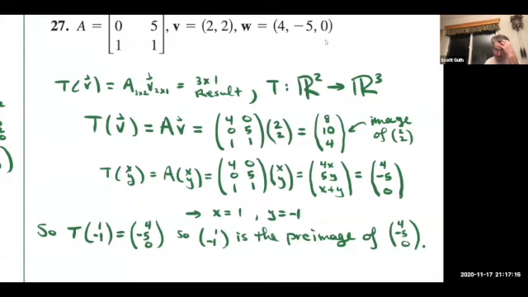So we're trying to find a vector, call it (x, y), so that A times (x, y) will be (4, -5, 0). When you do A times (x, y), you get 4x, 5y, x plus y. So clearly 4x is 4, which means x is 1. 5y is -5, which means y is -1. Thankfully, x plus y needs to be 0. So x is 1, y is -1. So T of (1, -1) is going to be (4, -5, 0). So (1, -1) is the pre-image of (4, -5, 0).